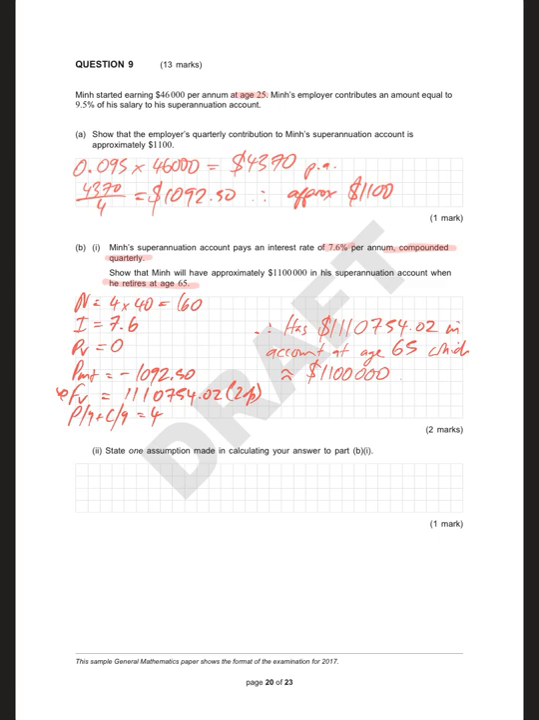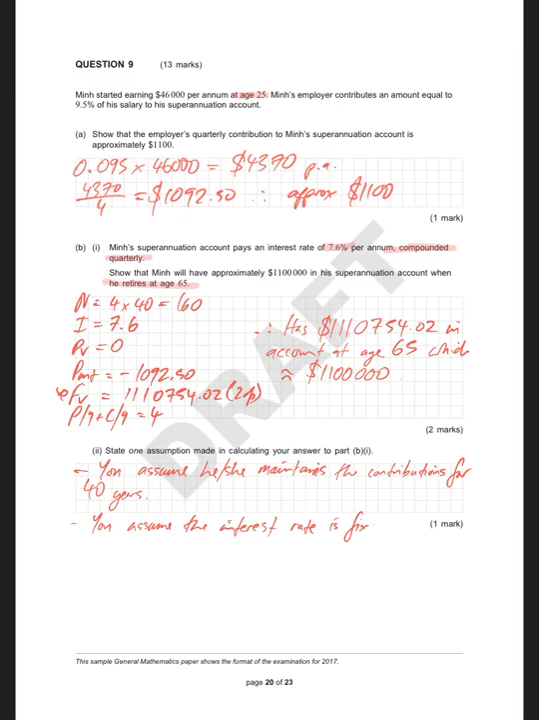State one assumption made in calculating your answer to be 1. Well, you assume he maintains. Is it a he? Min? I don't even know. He, she maintains. I should know, I'm Asian. You assume he or she maintains the contributions of about $1,100 for 40 years. Hopefully you don't stay on the same income for 40 years in the job. You also assume the interest. I'm just doing an extra one for your benefit. It's only 1 mark, so you only need 1 answer. You assume the interest rate is fixed for 40 years too. Right, next page.